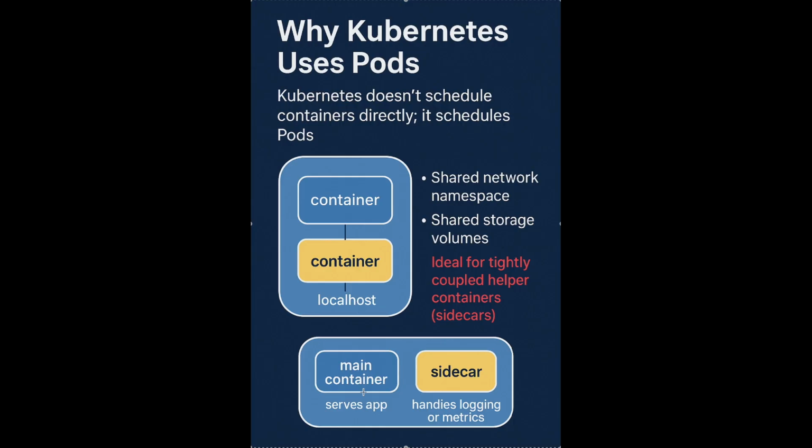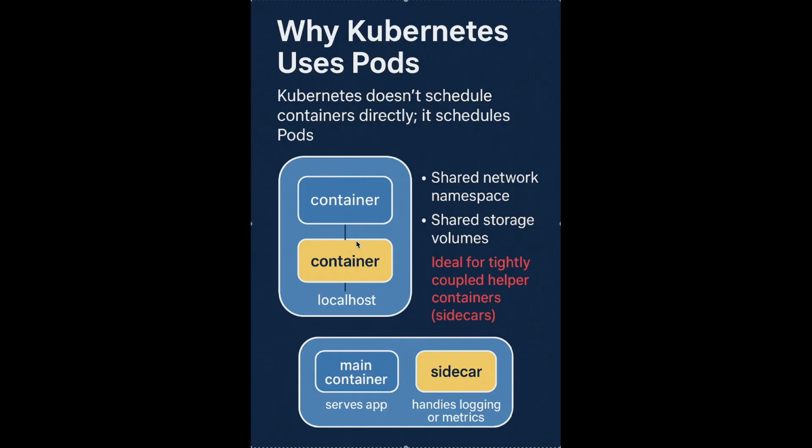The second benefit is shared volume storage. Containers inside a pod can also share storage volumes, perfect for scenarios where multiple containers need to read or write the same data files. For example, your main app writes logs to /var/log/app.log, and a sidecar container continuously reads it to send to Elasticsearch. The third benefit is easier management and scaling.